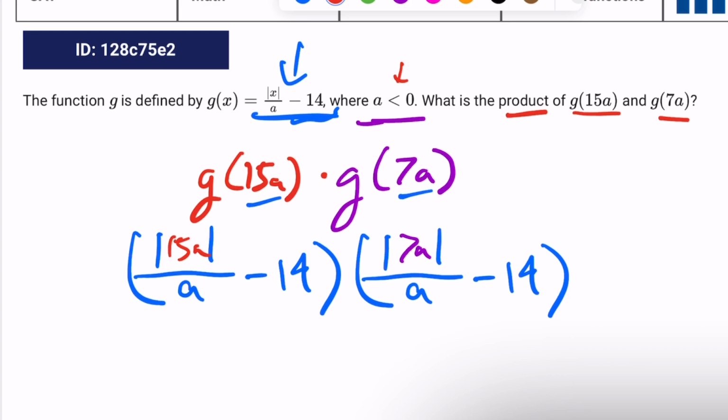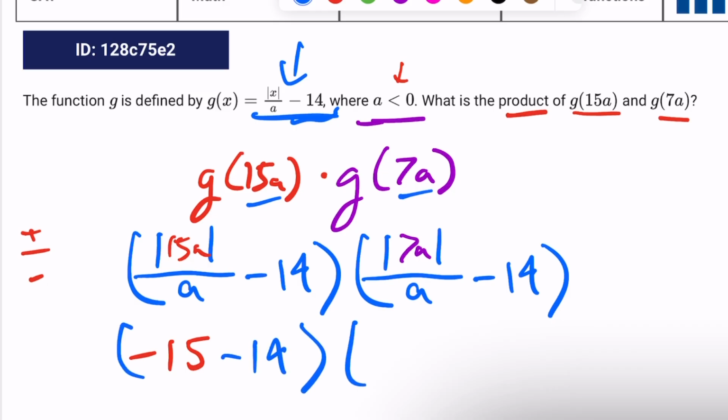But if you do the absolute value of that negative 15a, it becomes positive. But then we still have a negative a down the bottom. So I think it would be like a positive divided by a negative for both of these, the absolute value of 7a over a, and the absolute value of 15a over a. So a positive divided by a negative is negative, which means that we can cancel out the a's, but this will end up being negative 15 minus 14 over here.